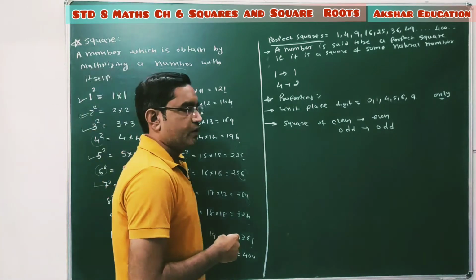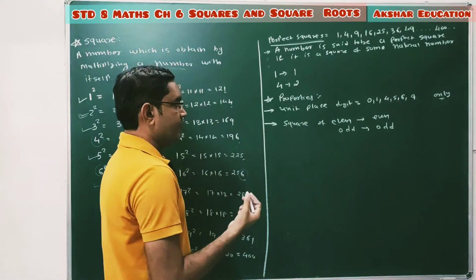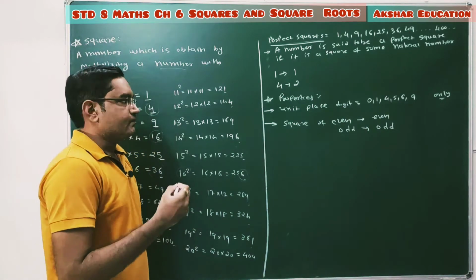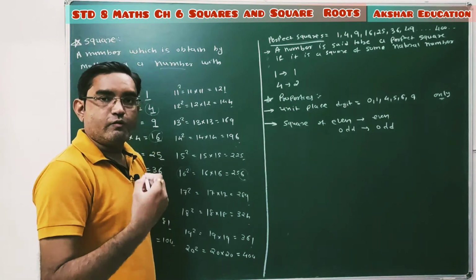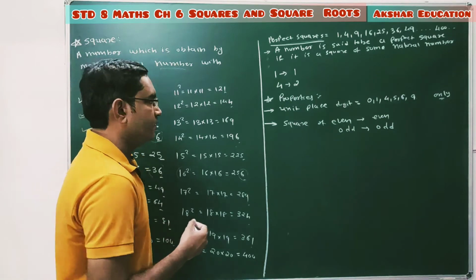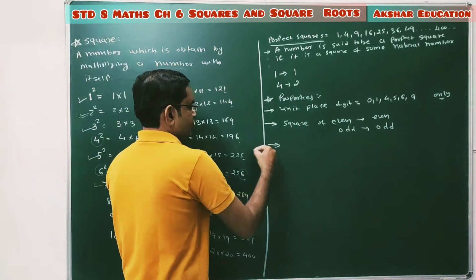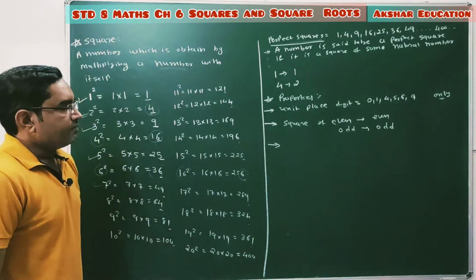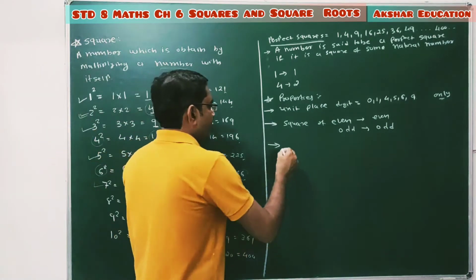So the second property that you have to learn, that you have to remember, is that the square of any odd number is always an odd number and the square of an even number is always an even number. Clear students? Now next property. Next property is the perfect square number.